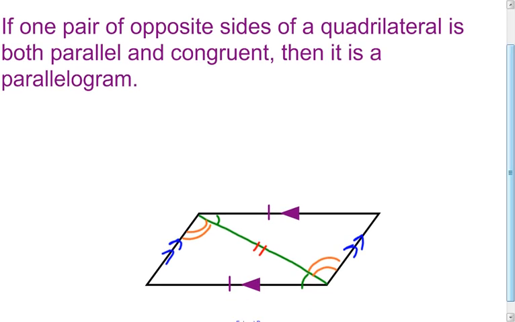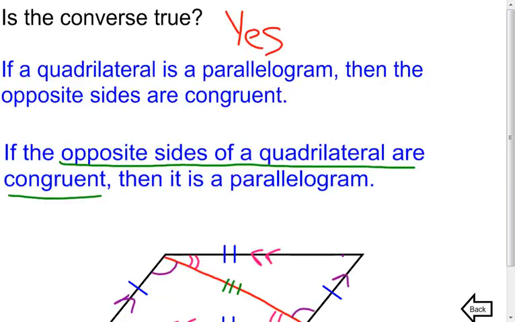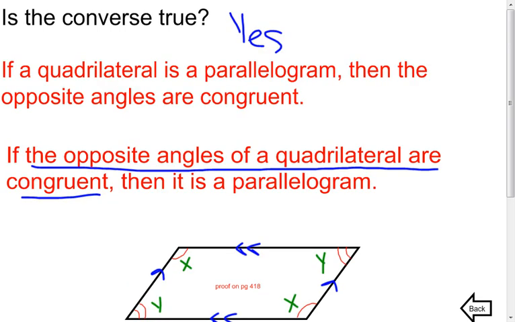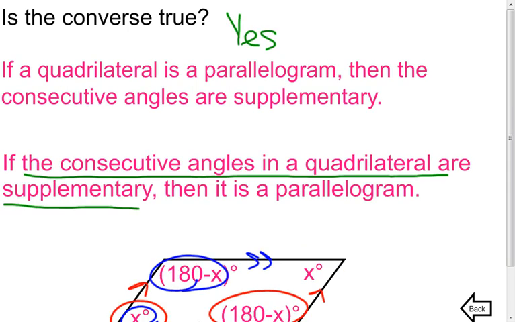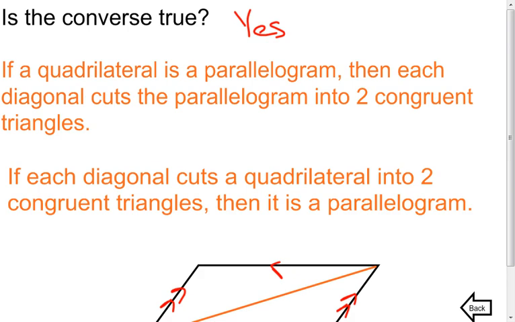So the first one, let me bring you all the way back, quick review, right here. So if you know the opposite sides are congruent, you know it's a parallelogram. If you know the opposite angles are congruent, then you're going to know it's a parallelogram. If you know the consecutive angles are supplementary, then it's a parallelogram. If you know the diagonals bisect each other, it will be a parallelogram. And if you know that each diagonal cuts the quadrilateral into two congruent triangles, yes, in fact, it will be a parallelogram.